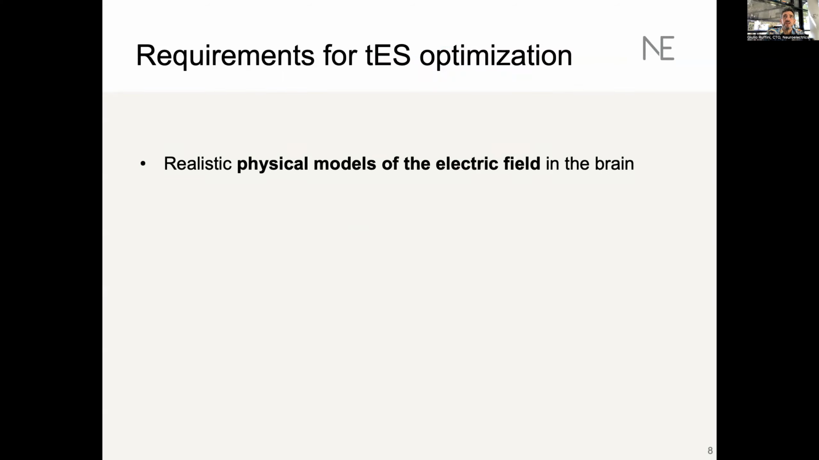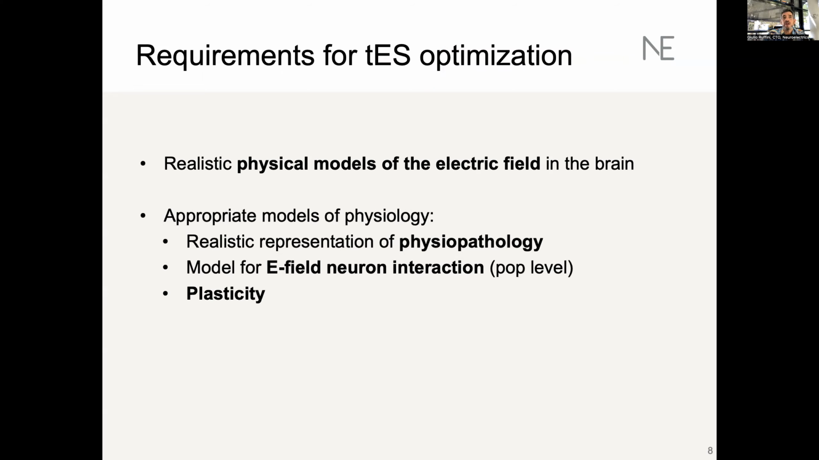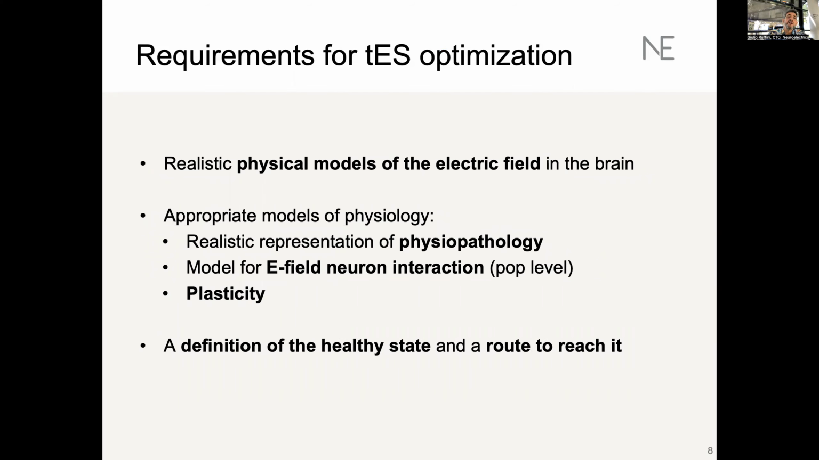So what are the requirements for tES optimization? You need a realistic rendition of the physical models of the electric field in the brain, and then you need appropriate models for the physiology. This includes physiopathology and models for the interaction of the electric fields that we generate and model with neurons, at the population level at least, and models of plasticity.